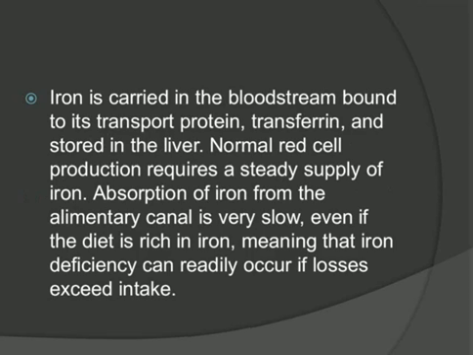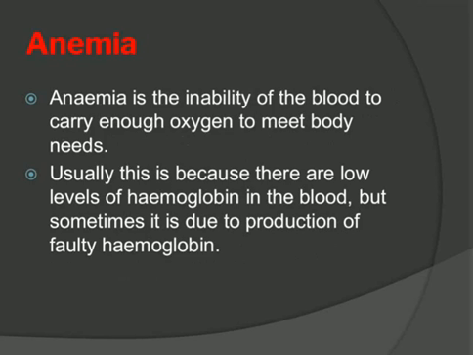Now, iron is carried in the bloodstream bound to its transport protein, which is termed transferrin, which is stored in the liver. Normal red blood cell production requires a steady supply of iron, as we have already studied this mechanism in our previous lecture. Now coming to anemia, right?